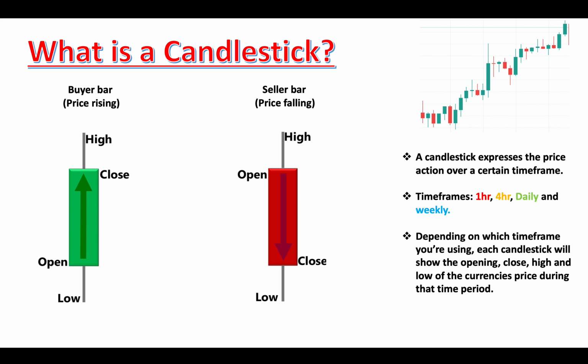So what is a candlestick? This is what you've probably seen on your chart so far and you're probably thinking, what does all of this mean? What does it show? Now we have a range of green candlesticks and red candlesticks. Green obviously means price is rising, red means price is falling.